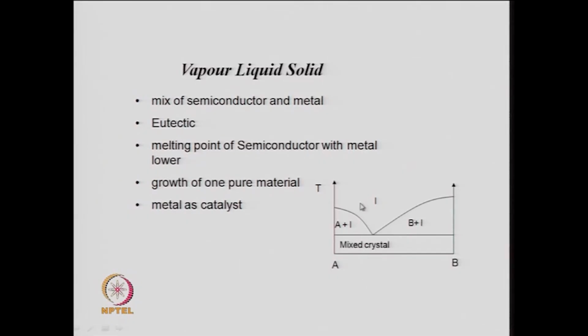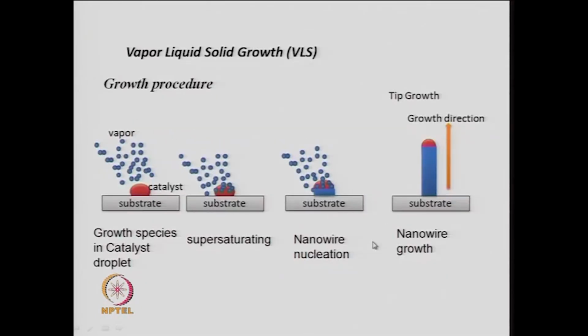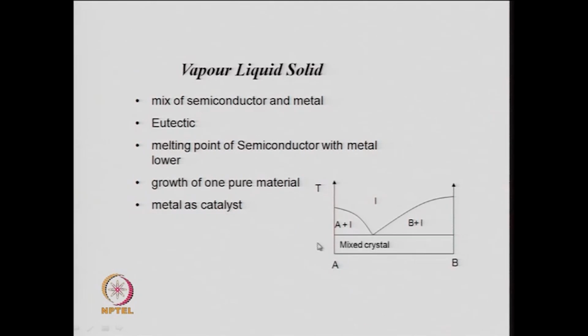If you take the eutectic composition, what you are doing is lowering the melting point of the system. So, suppose for A the melting point is here, for B the melting point is there, whereas for the catalytic composition, which is somewhere here, the melting point is much lower than the melting point of A, which is here, and the melting point of B.